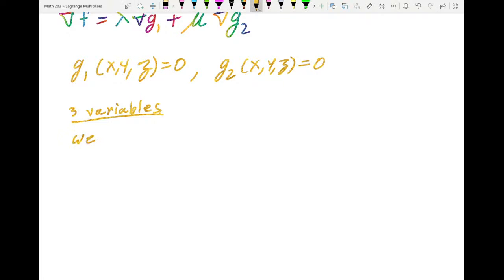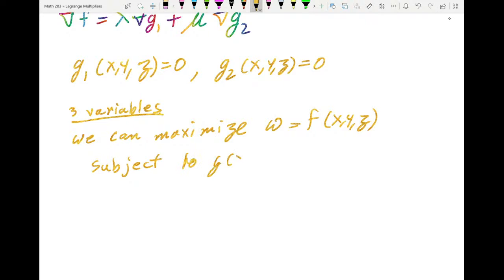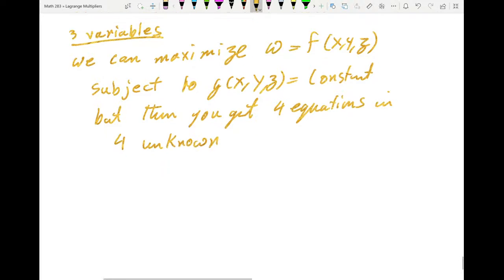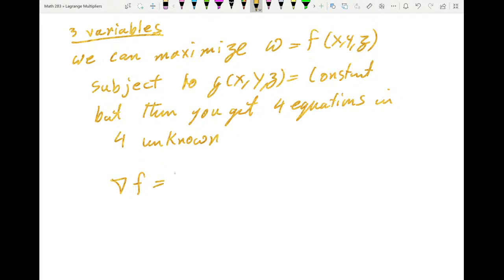Three variables. We can maximize subject to constraints, but then you get 4 equations and 4 unknowns. So here it goes.